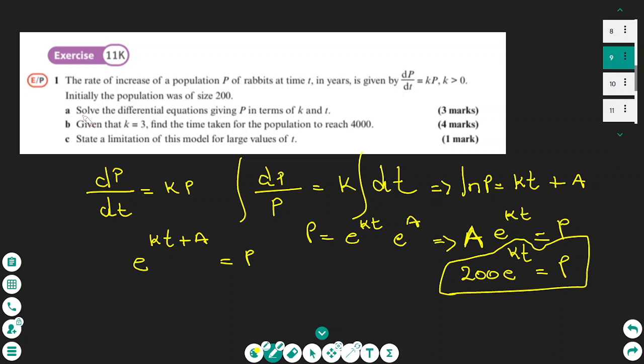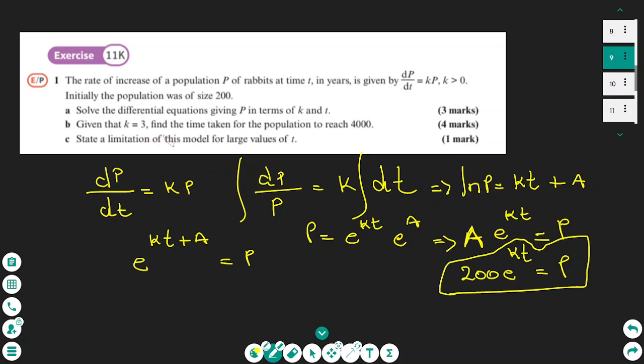After I apply the properties of logs, e to the power of kt plus a is equal to the P. I cancel the ln by taking the exponential, and I separate the exponential into two exponentials. P is equal to e to the power of kt times e to the power of a. And by using the condition t is equal to 0 and P is equal to 200, I can find the parameter a here. And the parameter a is 200. And therefore the equation is P is equal to 200 e to the power of kt.